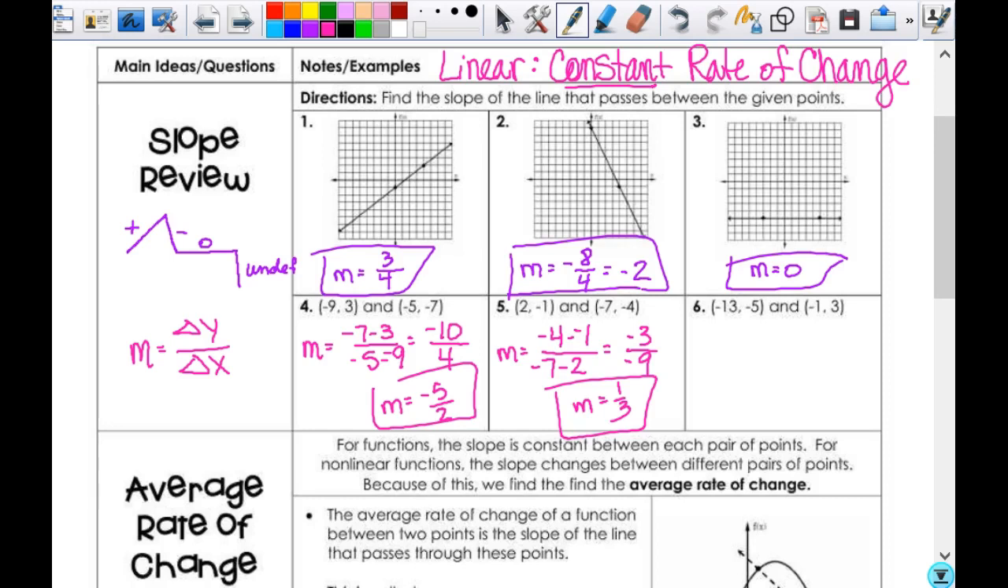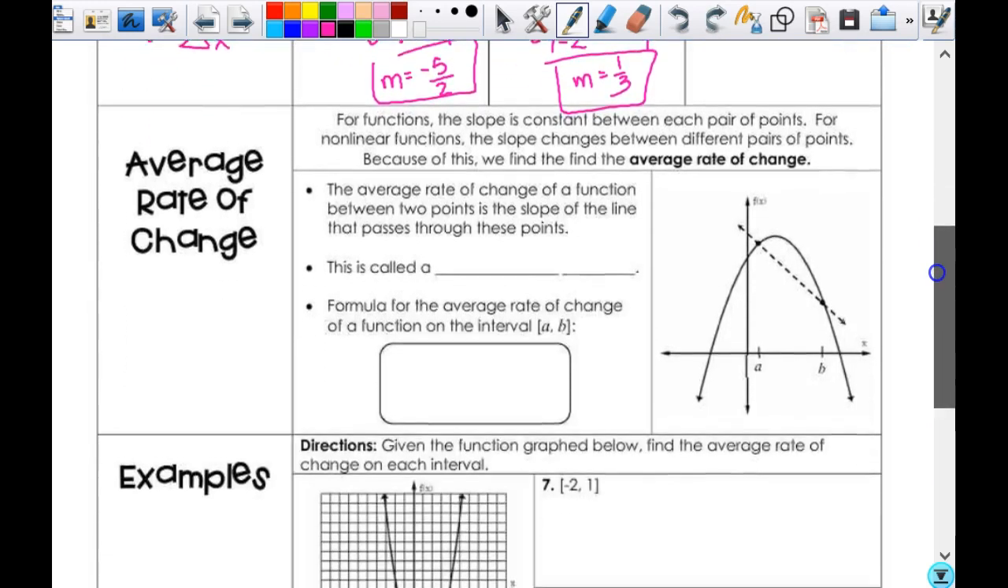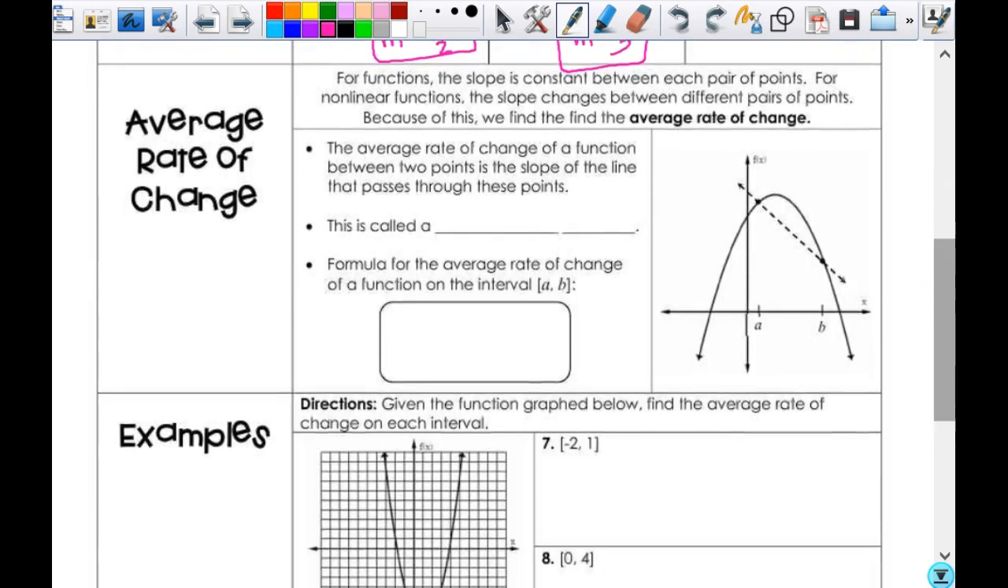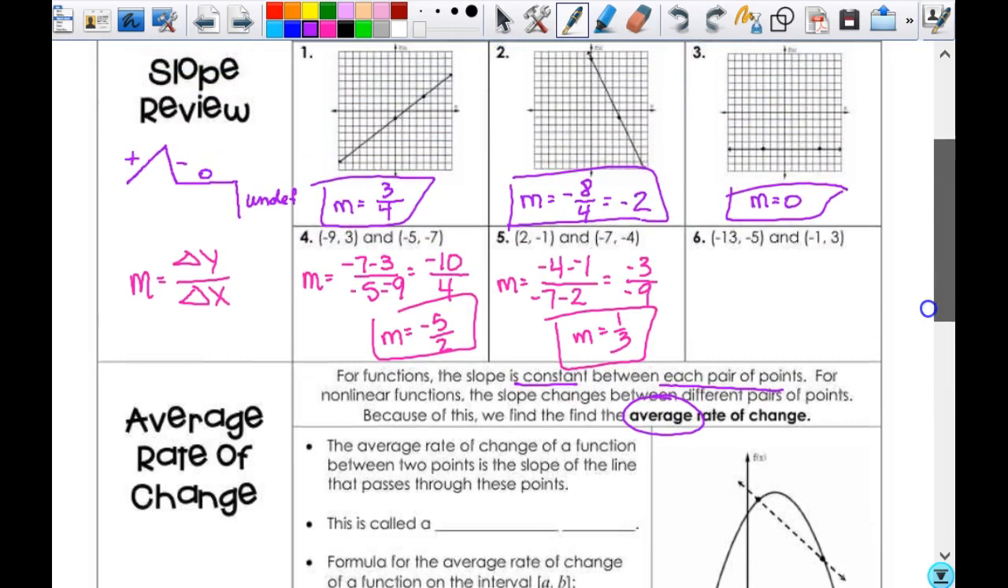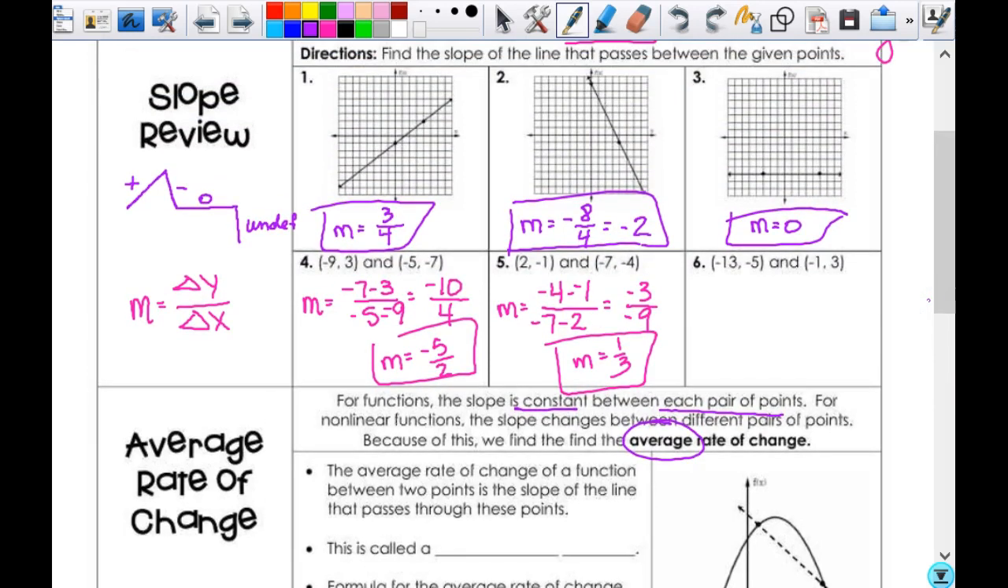So we're going to look at average rate of change. What do we do when we don't have linear functions and we need a rate of change? So it says for linear functions, the slope is constant between each pair of points. So for nonlinear functions, the slope changes between different pairs of points. Because of this, we find the average rate of change. So on these top ones, these top three, they put 2 points on there for us. We use those 2 points, we found that slope.